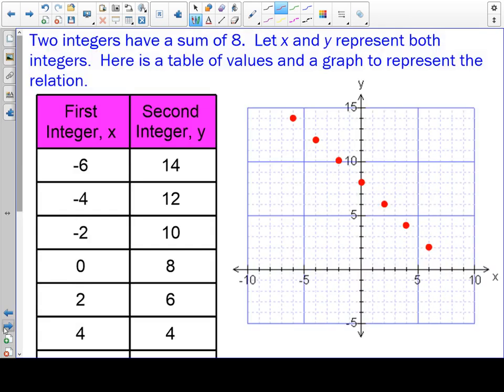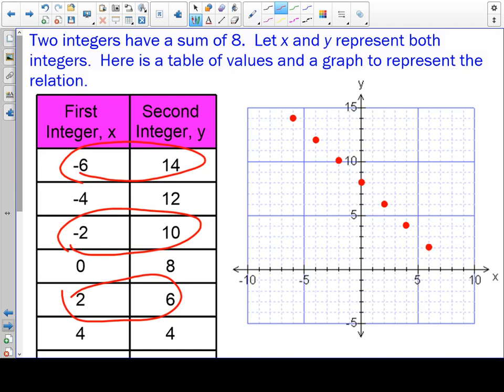Now, let's look at this. 2 integers have a sum of 8. Let x and y represent both integers. Here's a table of values and a graph to represent the relation. So 2 integers have a sum of 8. That means we have 2 numbers, that's the 2 integers. They have a sum, so when they're added together, we get 8. Negative 6 plus 14, well, that's 8. Negative 2 plus 10, that's 8. 2 plus 6, that's 8. If you add any pair, you're going to get 8.